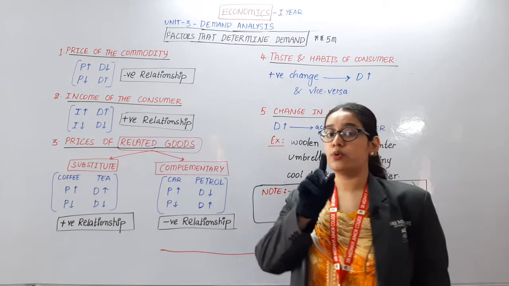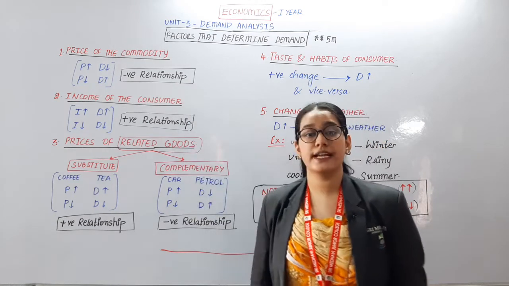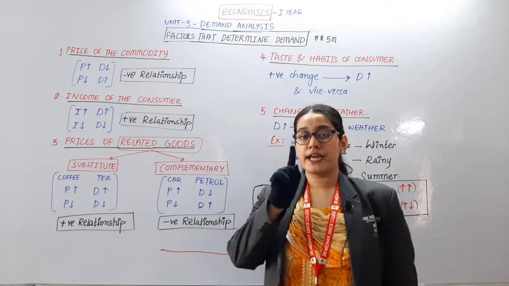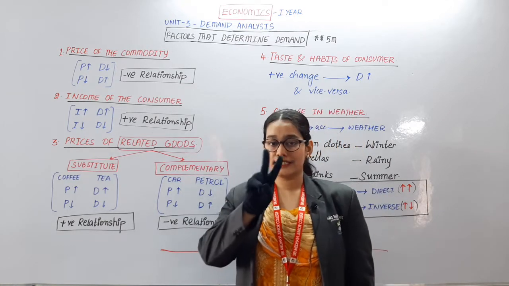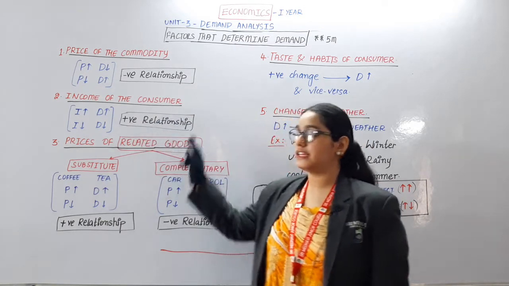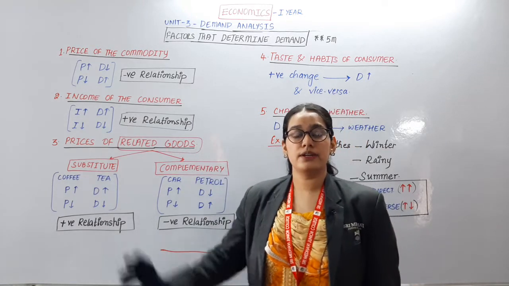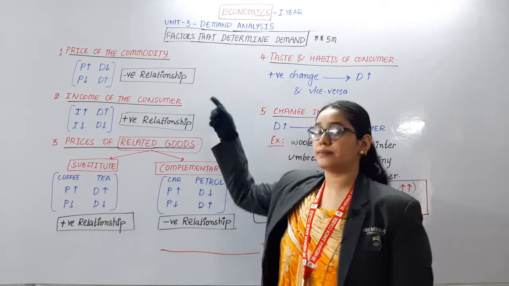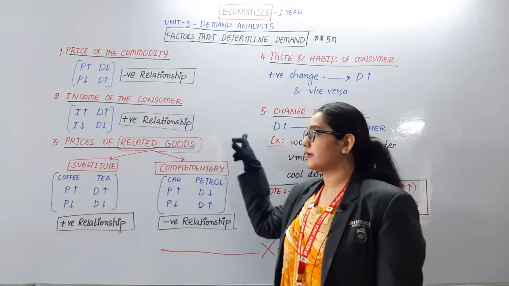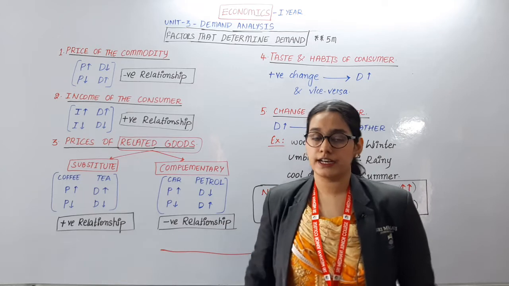2 points we read. What are those? First is price of the commodity. Second is income of the consumer. First point is about price. Second point is about income. First point is about negative relationship. Second point is about positive relationship.